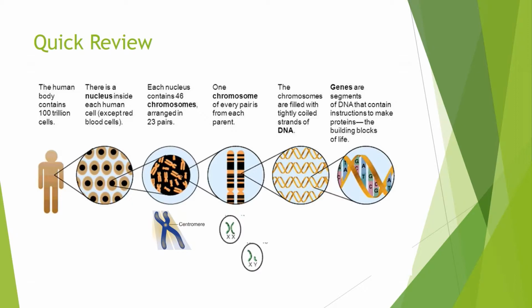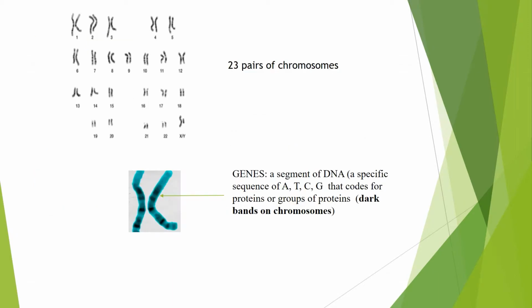The chromosomes are filled with tightly coiled DNA, and genes are the segments of DNA that contain instructions to make proteins, which are the building blocks of life. Here is a lineup of one person's chromosomes by size, and they're numbered 1 through 22. The 23rd chromosome in this person has both an X and a Y, meaning the person is male. The stained chromosome photo shows the segments of DNA that are the genes, the dark bands on the chromosome.